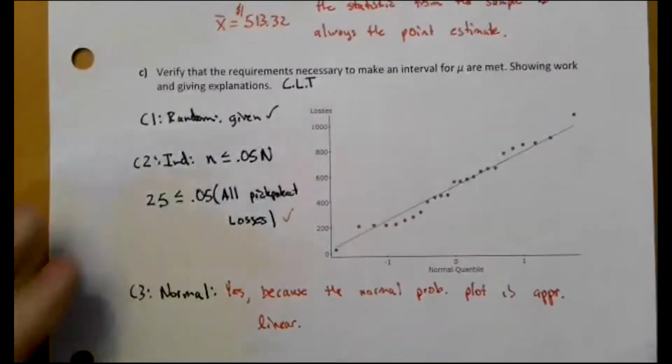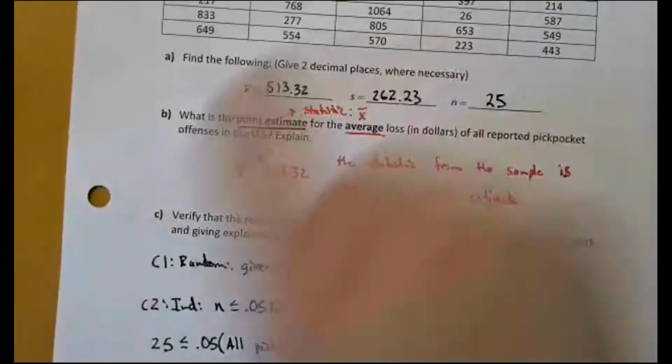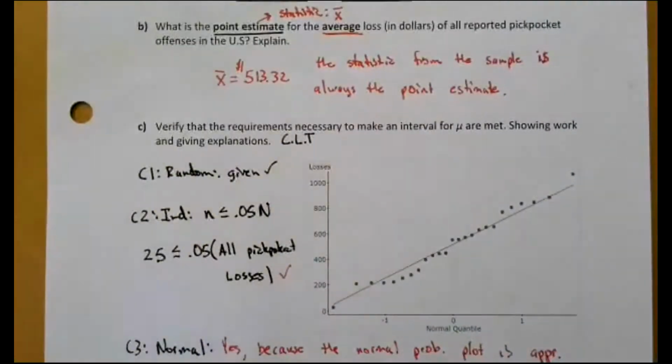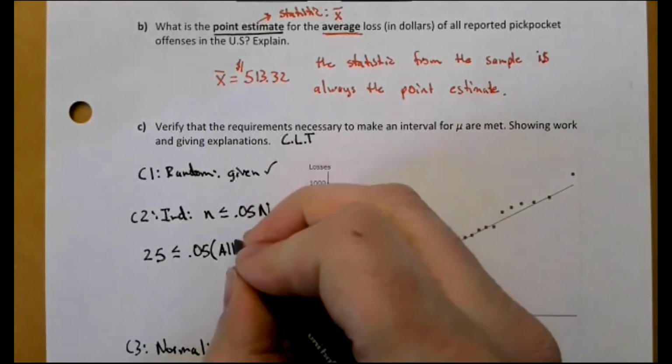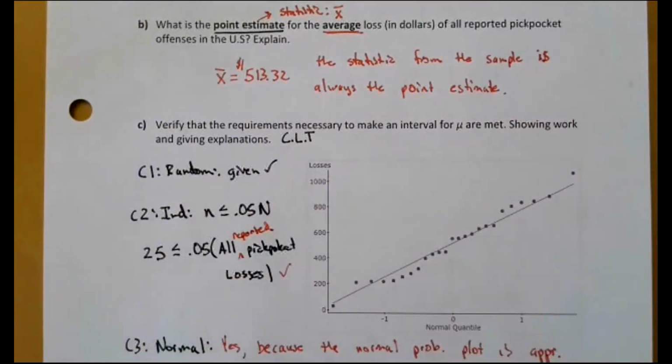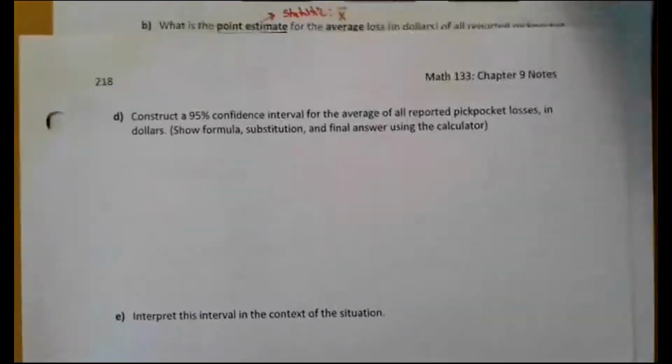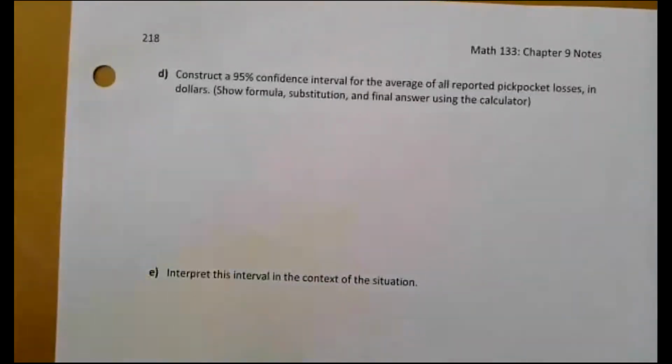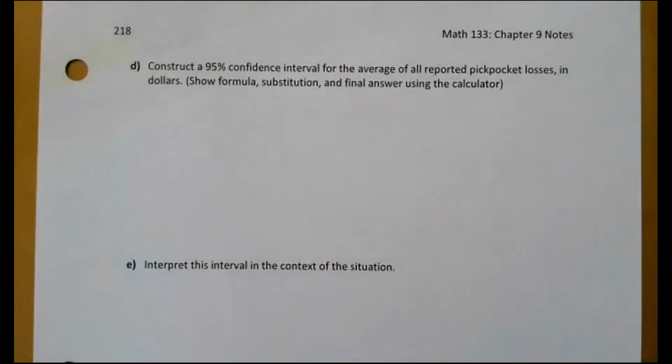All right, so we can construct a confidence interval for this, and we can try to predict the mean amount of money stolen for all reported pickpocket losses. I just noted it. I should have said reported. That's pretty important. Okay, let's do it. This says, construct a 95% confidence interval for the average of all reported pickpocket losses in dollars. Show the formula, substitution, and the answer.